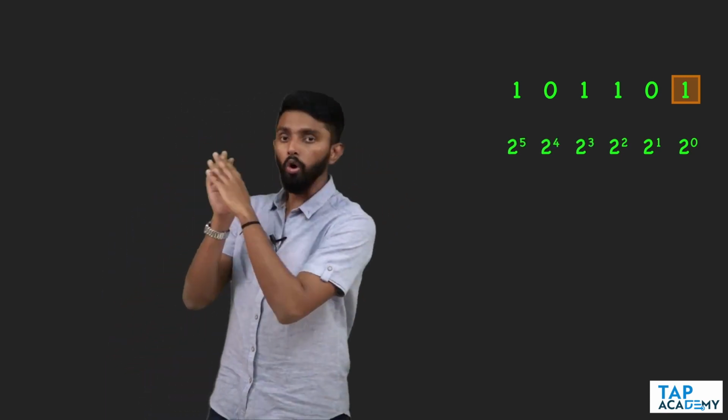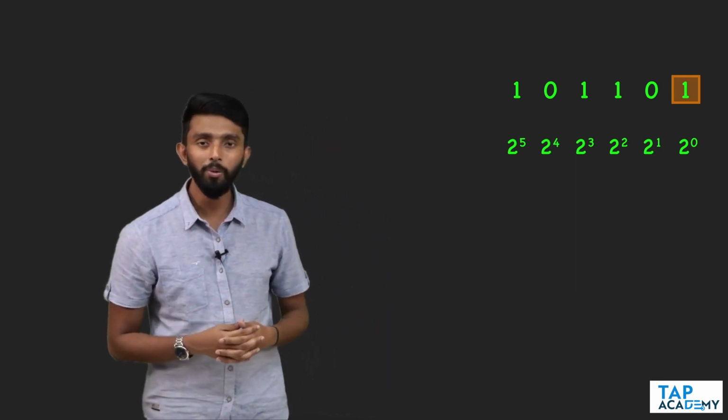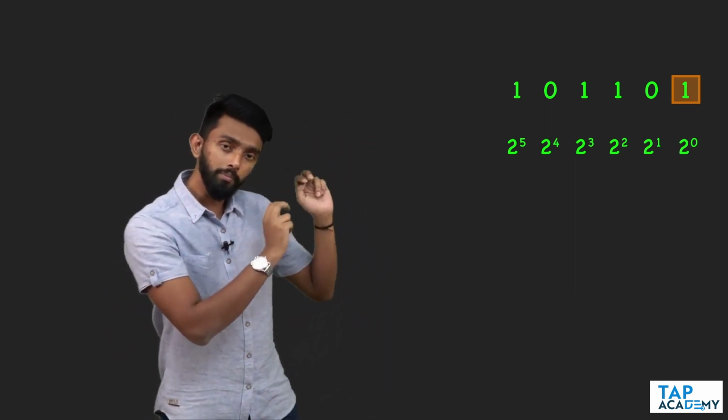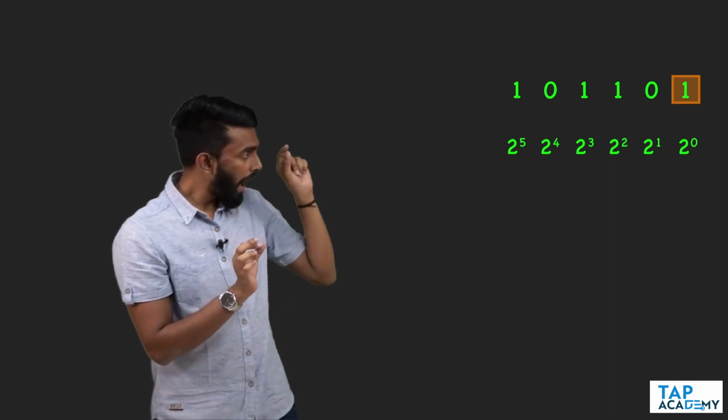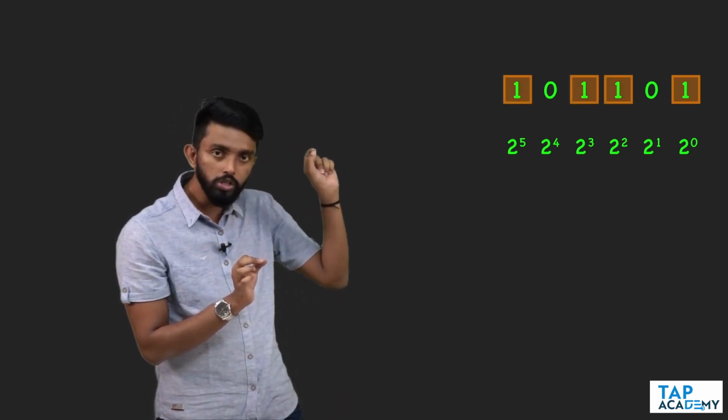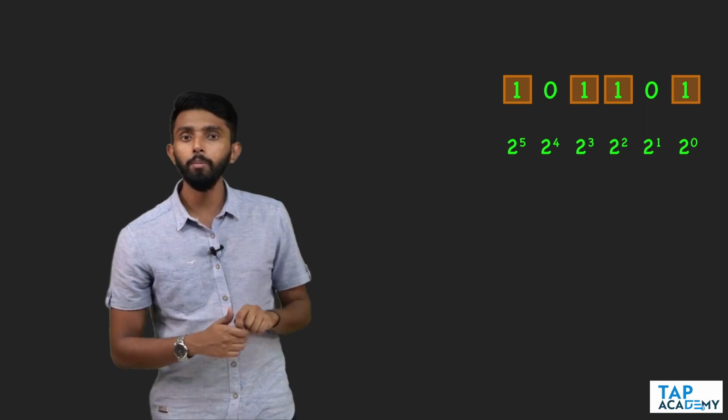Like this, if there were more bits, the power of 2 should continue. Now, to convert from binary to decimal, all you have to do is identify all those bits which are set to 1. I'm marking them in a different color. See, all of them are 1.